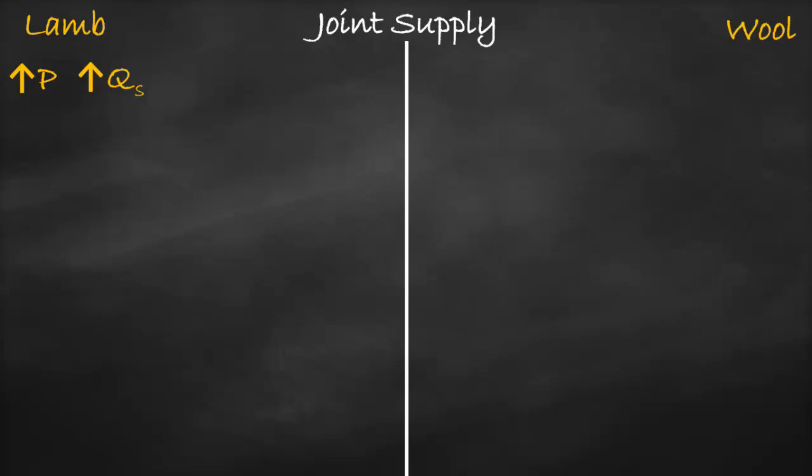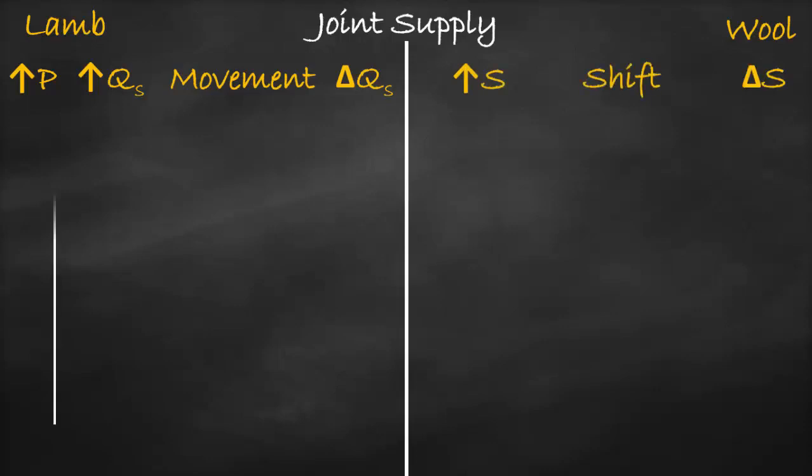So what will happen if the price of lamb goes up? We will have a higher quantity supplied of lamb. Consequently, it will be a movement. Why? Because I move from one point to another on the same supply curve. Consequently, we have a change in quantity supplied. So if we're going to have a higher quantity supplied of lamb, it means that we're going to have more wool. So the supply of wool will increase. This is a shift because we have a change in supply.